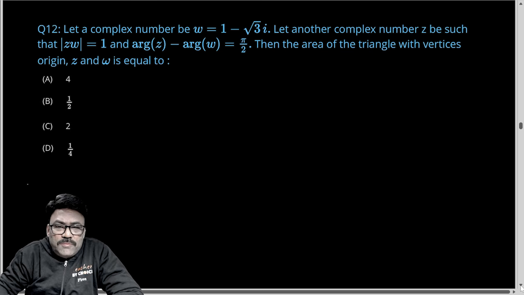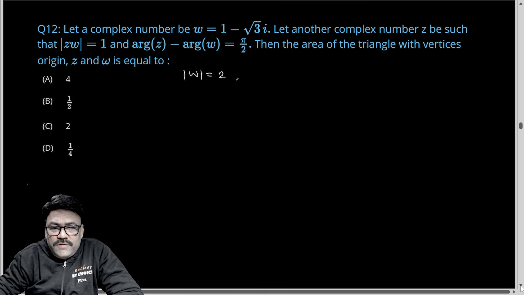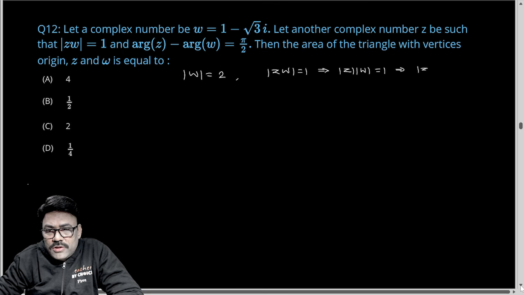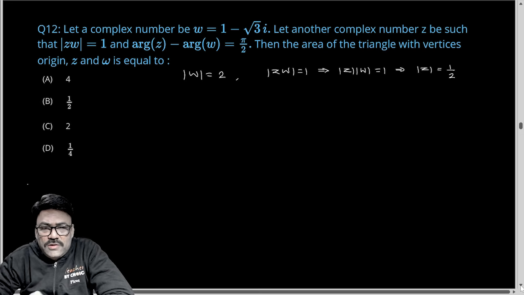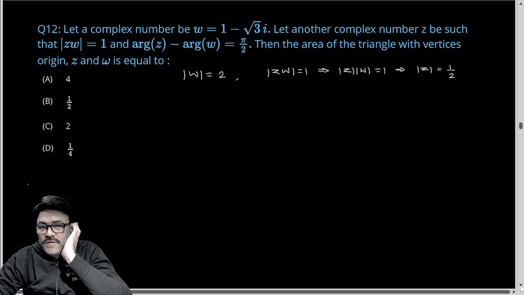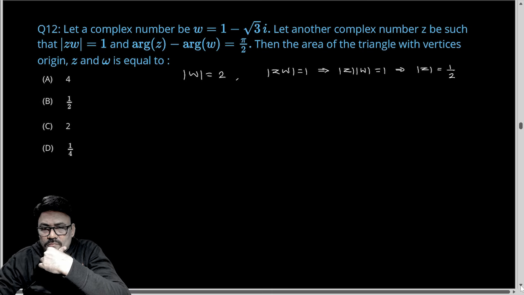So see, if you check the modulus of omega, the modulus of omega is 2. And they have given mod z omega is 1. Mod z omega is mod z into mod omega. It is 1, mod omega is 2. So now you can say mod z is half. That means the distance of omega from the origin is 2 and the distance of z from the origin is half.